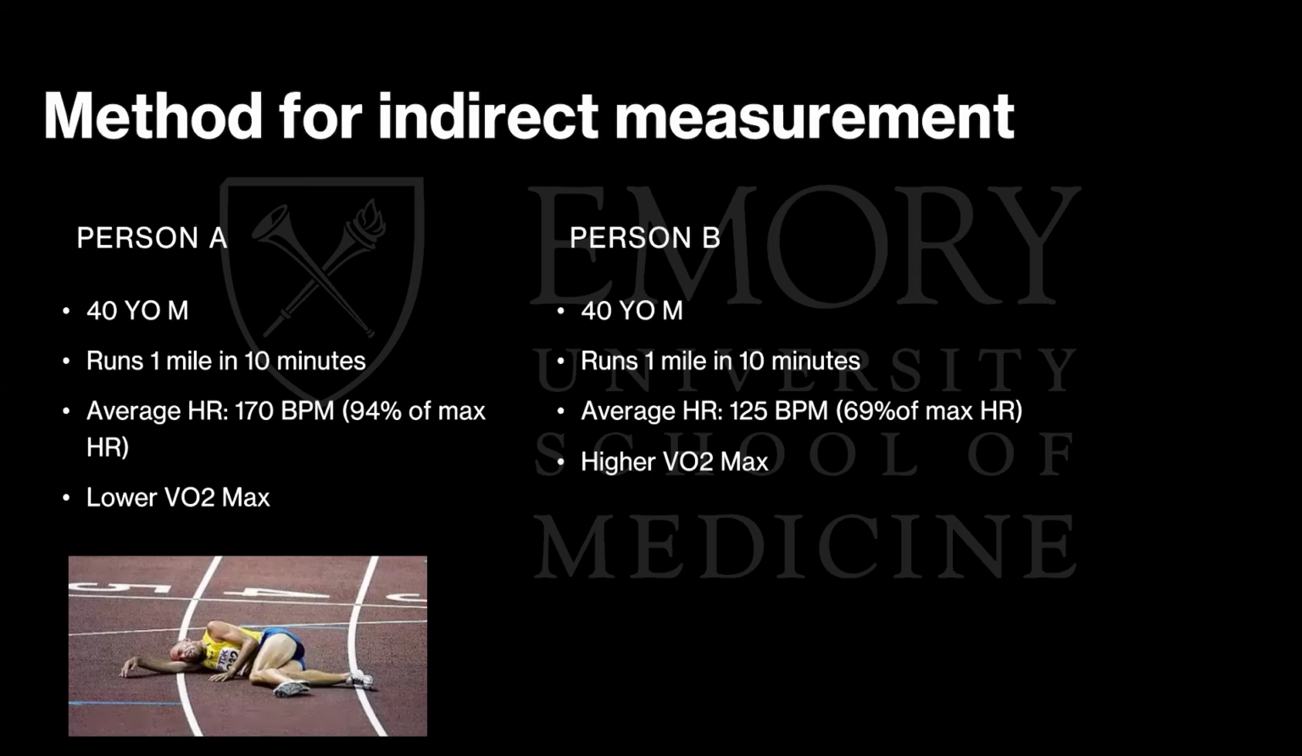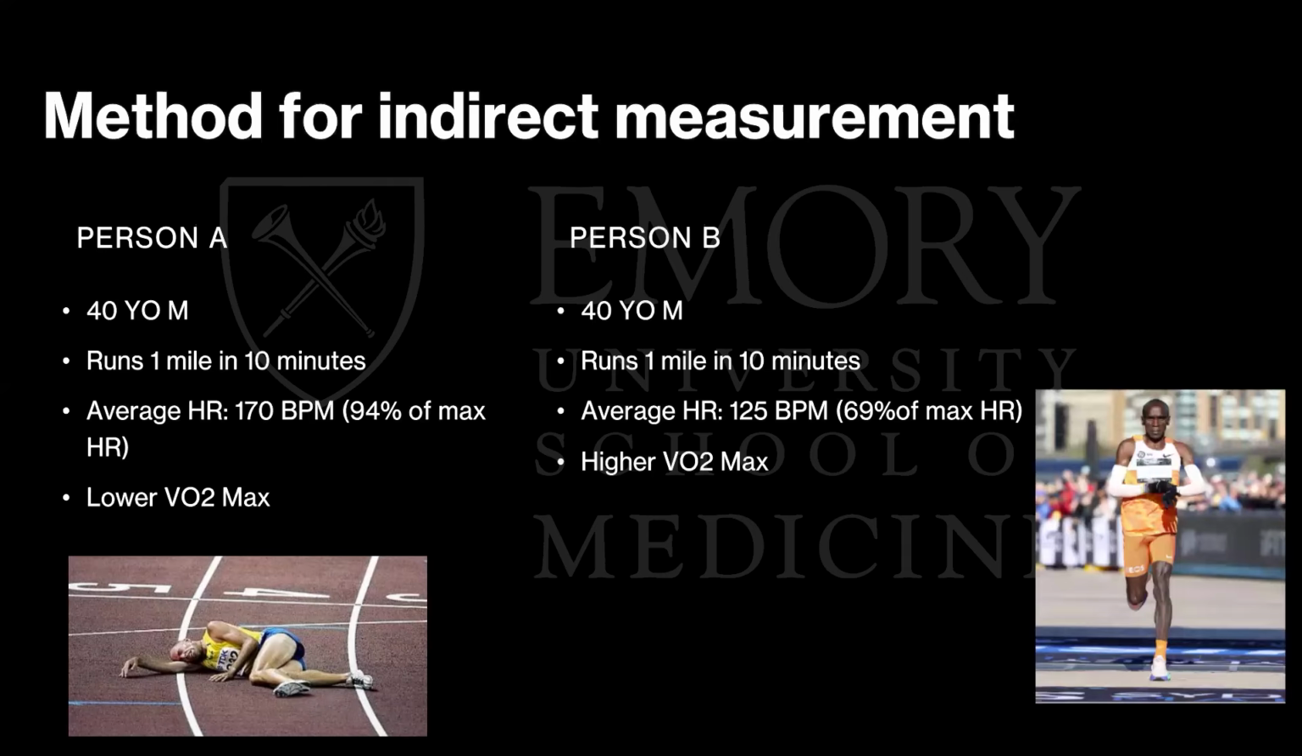So you would be burnt out pretty quickly when you start to build up all that lactic acid in your legs. Versus person B, who ran that same distance in 10 minutes, but the average heart rate of this person is 125 beats per minute, which is only 69% of the max heart rate. And this would translate over to a higher VO2 max.